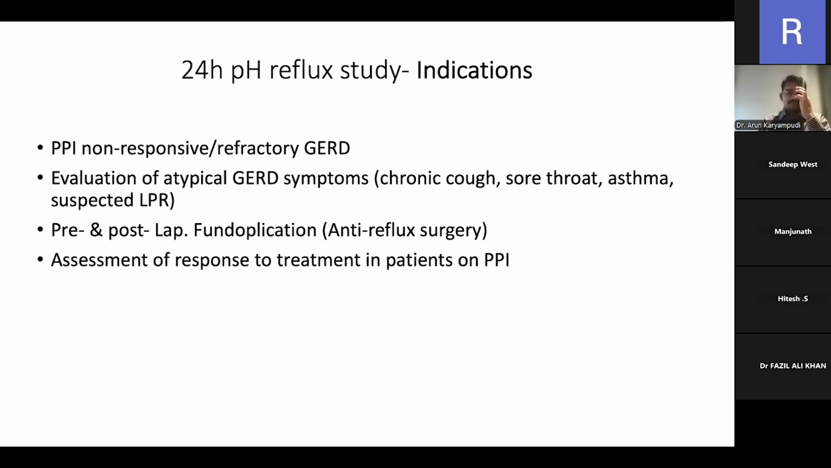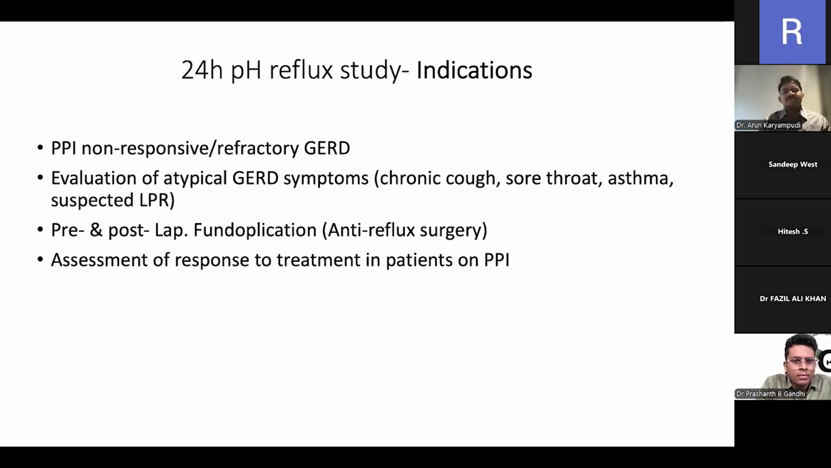The problem with atypical GERD is that the conditions in which you do this, for example, chronic cough, asthma, suspected LPR, are all multifactorial, and you generally do not go by the auto analysis given by your pH machine. You should always do manual analysis of the pH impedance tracing whenever you are doing a pH study in a patient with atypical GERD symptoms.